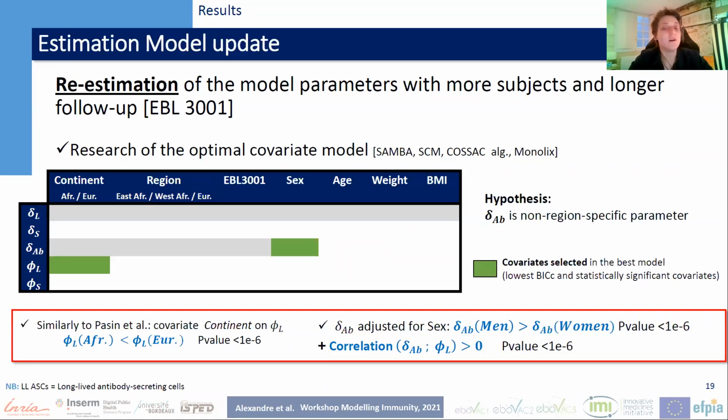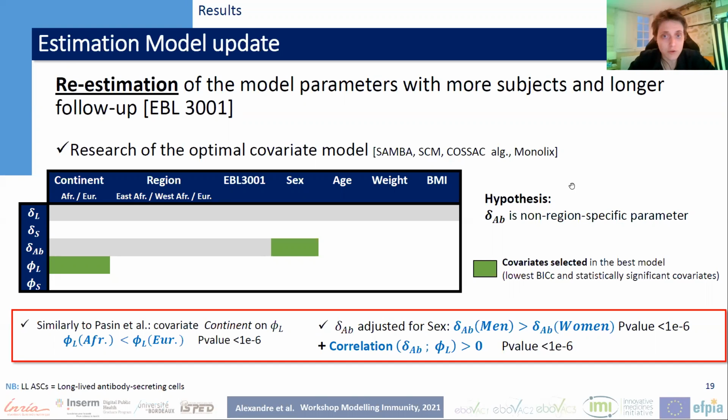And so then, once we fixed the parameter delta L at the value found by the profile likelihood, we then updated the covariate model, so the statistical model, by applying 3 automatic covariate model algorithms which are implemented in Monolix. As I said earlier, the 3 algorithms are called SAMBA, SCM, and COSSAC. We tested 3 different algorithms to validate the robustness of our results.